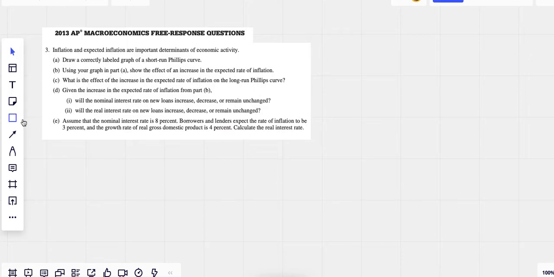2013 macro number 3. One more for tonight, and we're going to call it a night. Inflation and expected inflation are important determinants of economic activity.